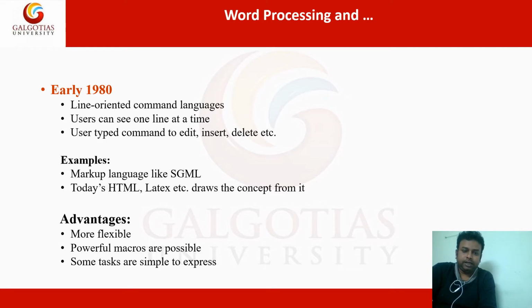An example is a markup language like HTML, LaTeX. Today's HTML and LaTeX draw some ideas from there. The advantage is that it is more flexible, and powerful macros are possible. Some tasks are simple to express. In the previous case, for typing or editing, you have to write the command and the command will be executed there.